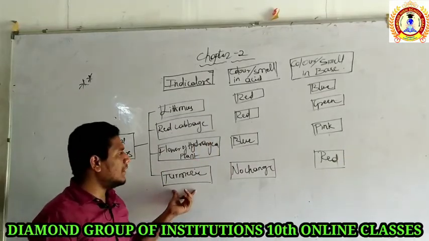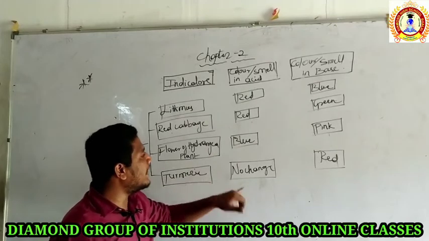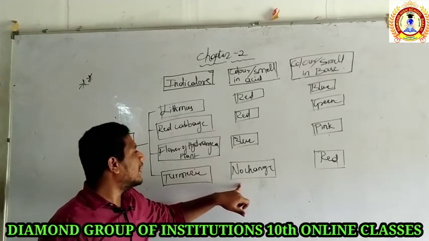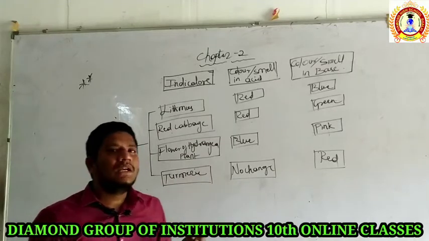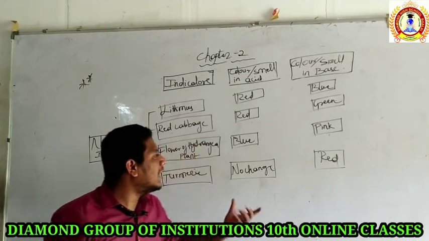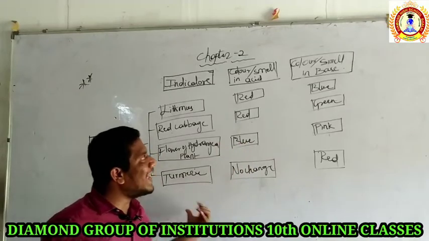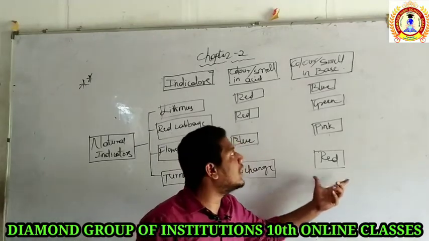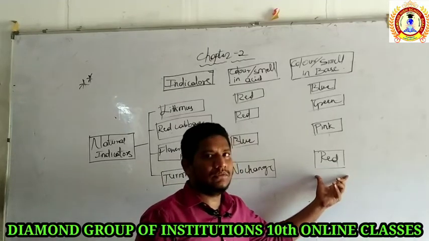Turmeric, you can do this experiment at home also. Turmeric in acid, no change. Imagine the turmeric is yellow in color. If you place lemon juice in the turmeric solution, the yellow color will not change in the acid. But if you add the soap solution to the turmeric solution, it gives the red color, right?